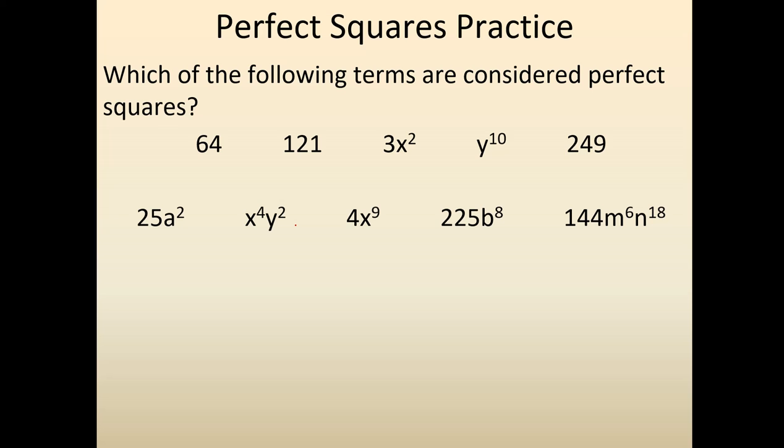So what I want you to do right here is go through all these terms and see which ones are considered perfect squares. Pause the video, work it out, and we'll go over it in a second. All right, so the ones that are perfect squares: 64 is a perfect square, this is 8 squared. 121, which is 11 squared. y to the 10th, which is y to the 5th, squared.